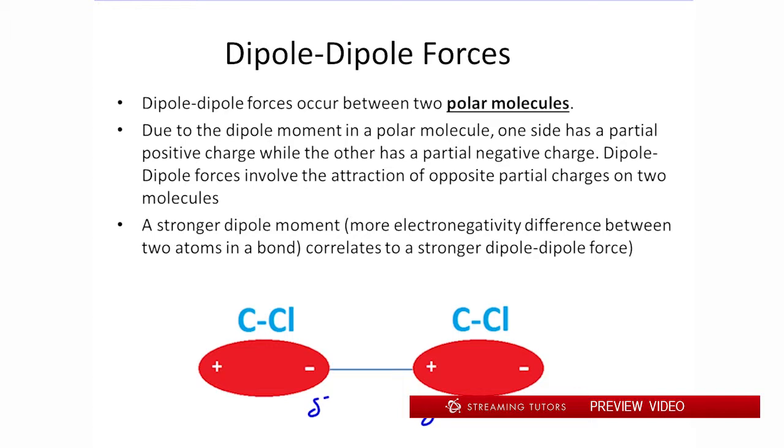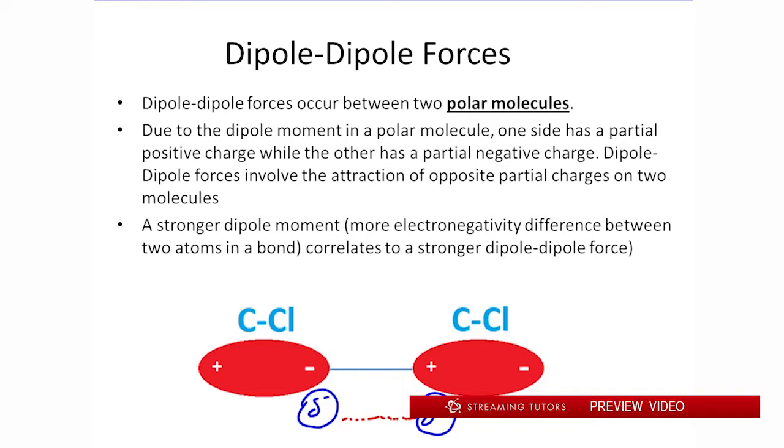So what will happen then is, since we have a partial negative here and a partial positive here, there's going to be an attractive interaction between these two, like so. The two separate molecules we have pictured here are going to align themselves based on having partial positive charges next to partial negative charges to form a dipole-dipole intermolecular force. The entire reason why they're attracted to one another is because they have partial positive and partial negative charges.